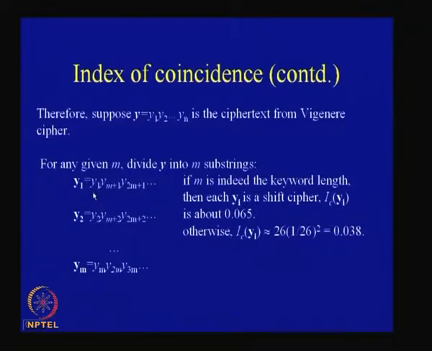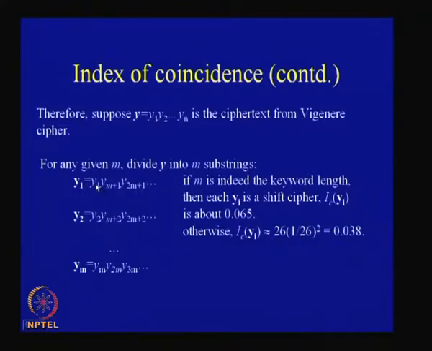Because if you remember how the polyalphabetic cipher works, if your keyword is a string of length m, then each of these letters is obtained from the plaintext by shifting: this one by the first alphabet in the key, this one shifted by the second alphabet in the key, and so on, this one shifted by the mth alphabet in the key. But what about this one? This is again shifted by the first alphabet in the key, right?